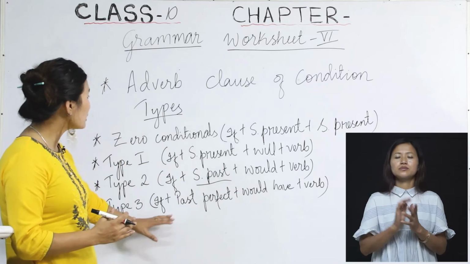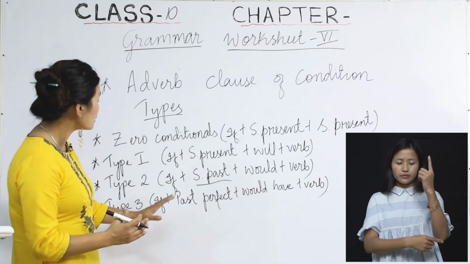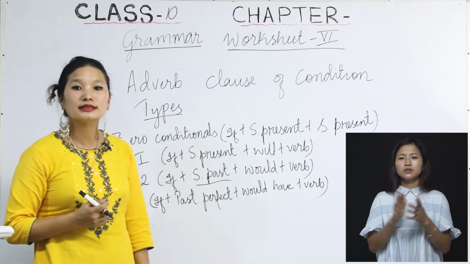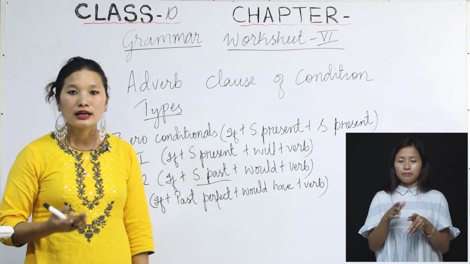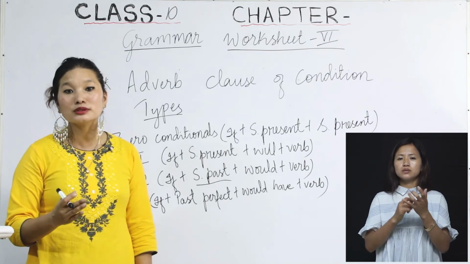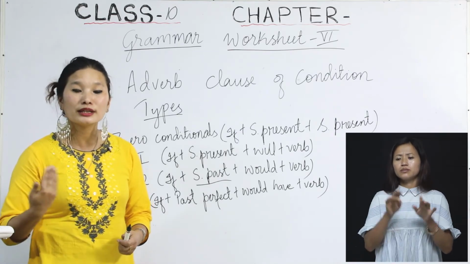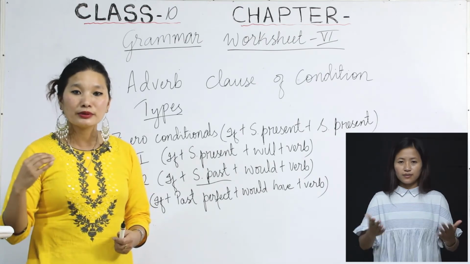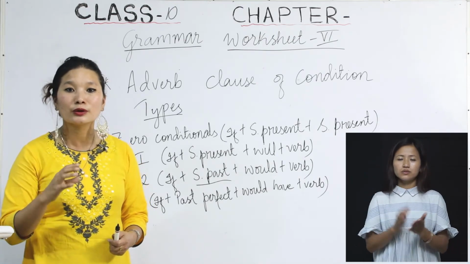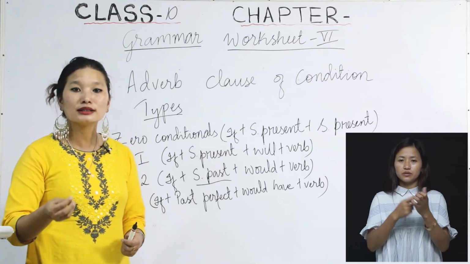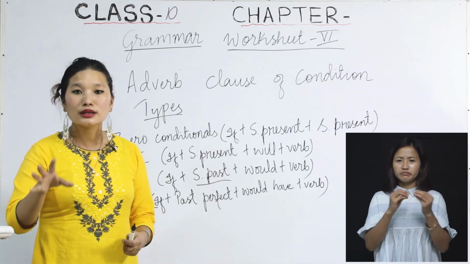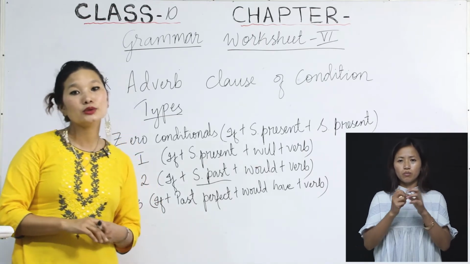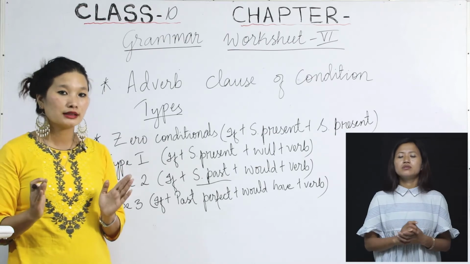And the next point and the last point for this clause of condition is type 3. The type 3 conditional is also called the impossible conditional, okay? I repeat, impossible conditional, because it might be something that had already happened in the past, right? So if a thing had already happened in the past, there is no point of grieving over it, because you cannot undo it again, okay? You cannot go back to the past and relive that moment again. And so we use it for those types of sentences.